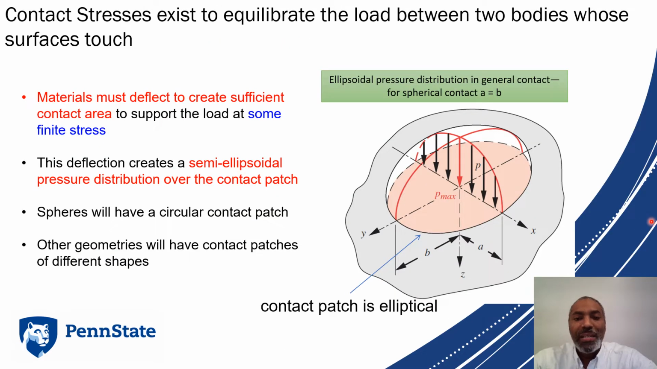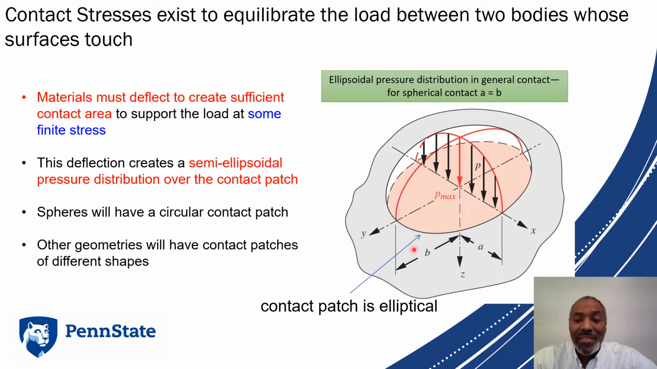So why do contact stresses exist? Well, they exist to equilibrate the load between two bodies whose surfaces touch. And I should put the caveat: deforming bodies. So imagine you have two things that come in contact with each other. At the instant they're in contact, there's only a single point of contact, but as that contact increases, they may deform, flatten out, and the surfaces that touch get larger and larger, and that's pretty much what's shown here. The result of two contacting surfaces is what's called a contact patch, and as they deform, this patch gets larger.